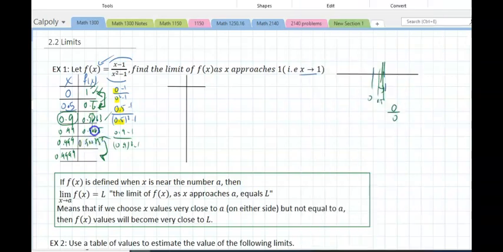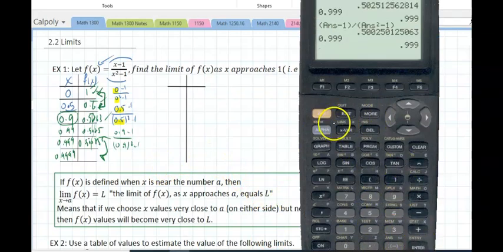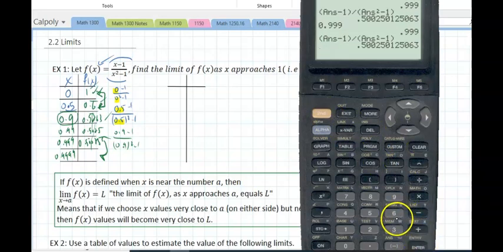Okay, now it's accurate to two decimal places. So now I see the y is leveling off next to 0.50 so far. Let me make sure that that's the case. So if I test 0.999, the idea of a limit is I can't use the number, but how close can I get to the number?